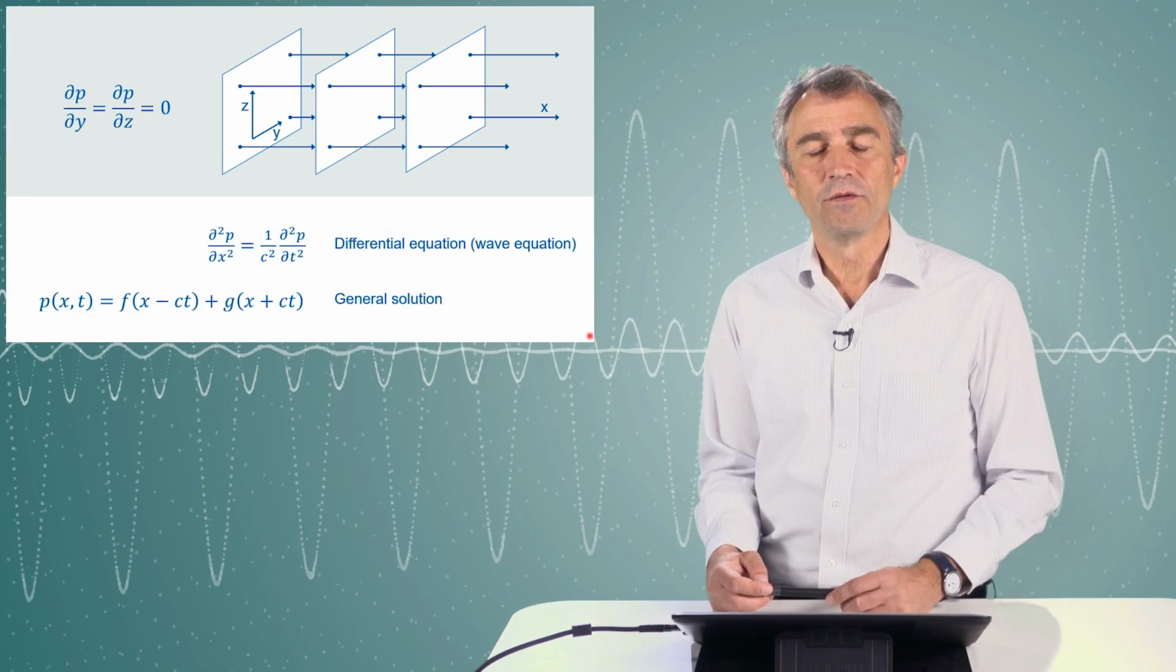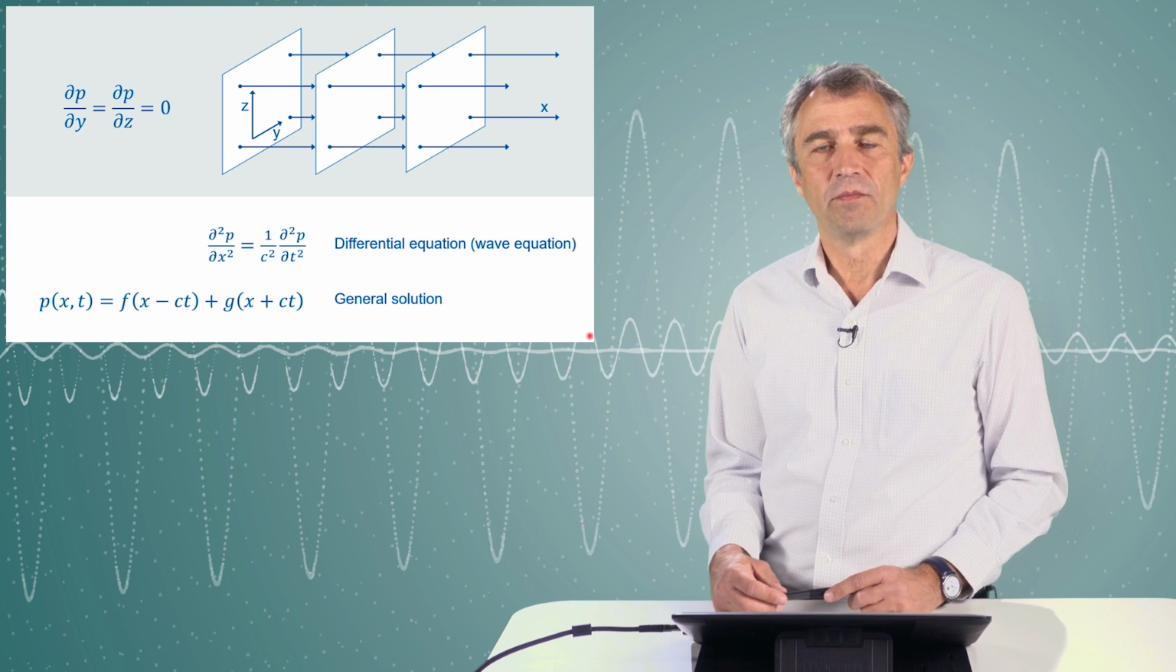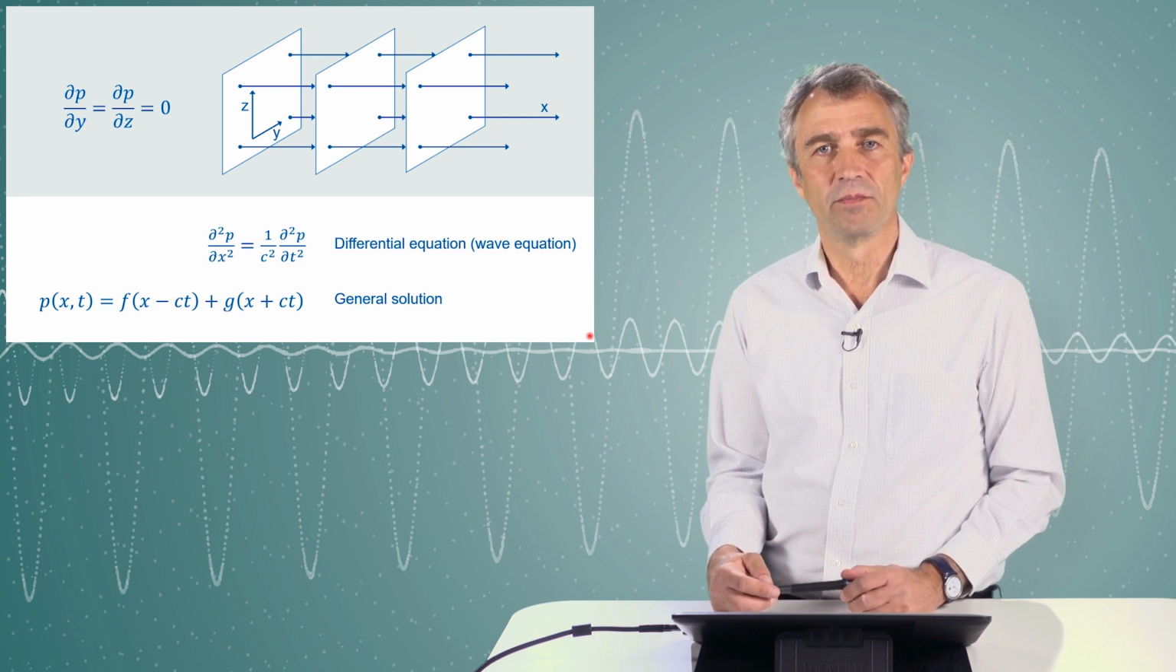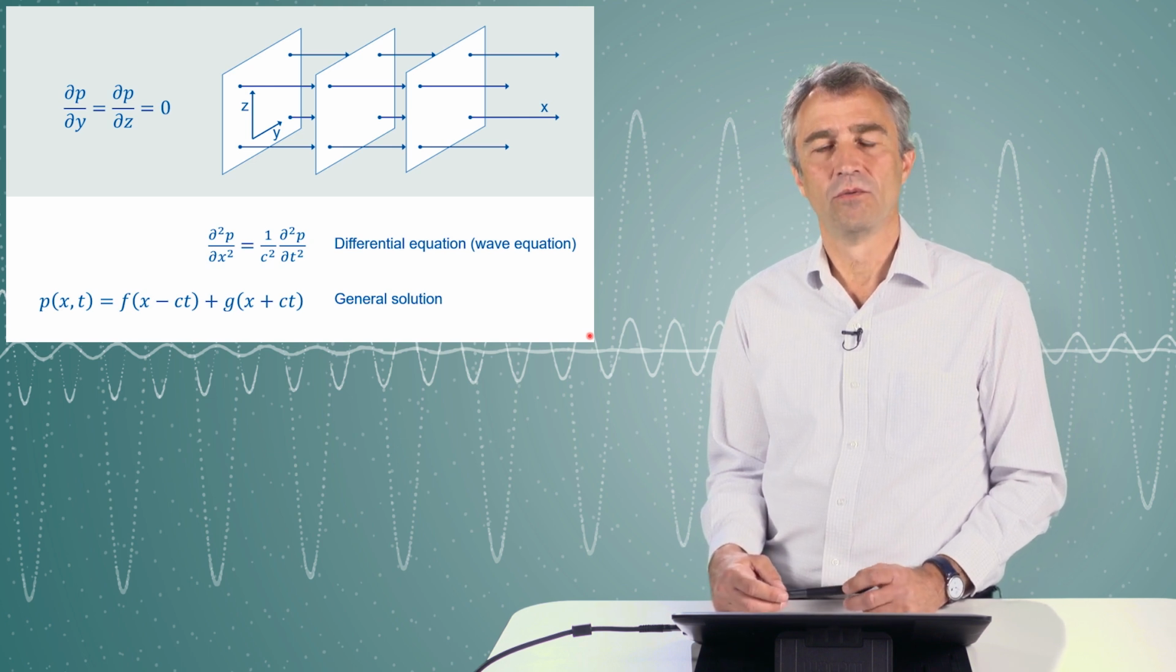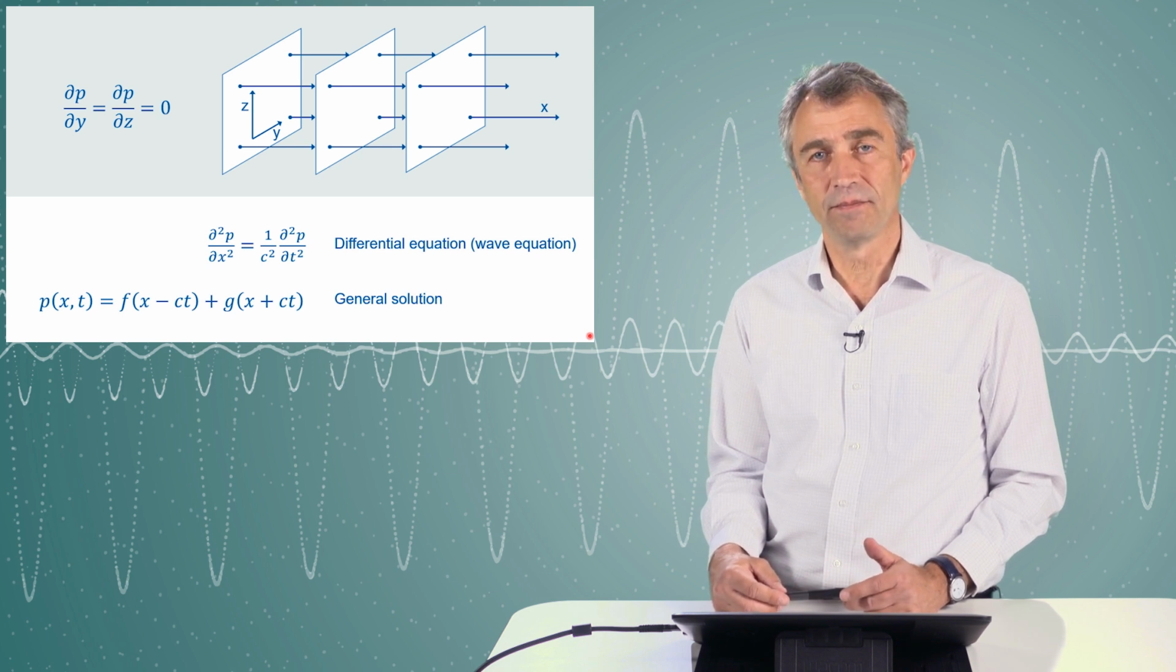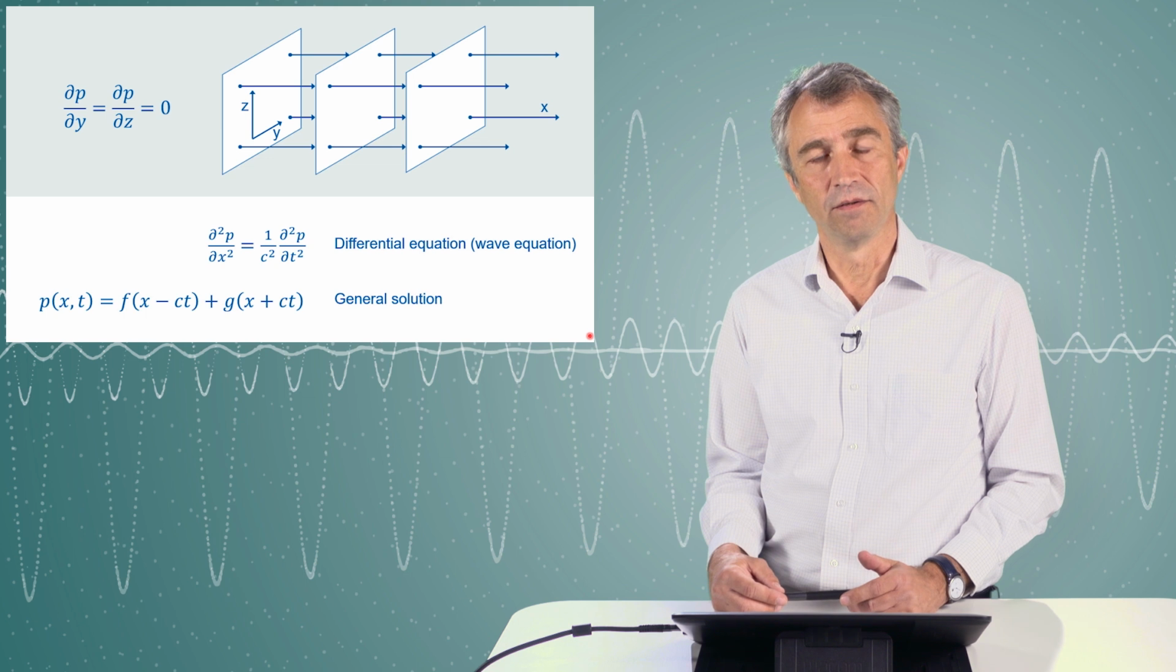The general solution for this equation is given by the so-called D'Alembert principle, and the mathematicians tell us that any function f or any function g, which can be derived two times according to x and t, is capable of solving the wave equation. The only precondition is that the variables x and t are combined in the way x minus ct or x plus ct. That's all.